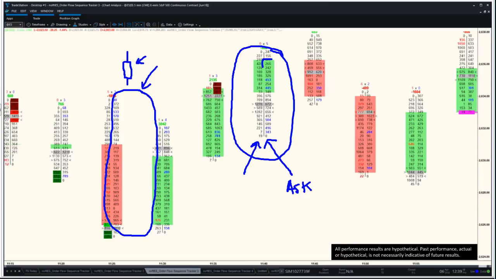If you looked at a time and sales window, you would see that it was scrolling red and green. The red means it was executed on the bid, which is the left-hand side. If it's executed on the offer, it's going to be on the right-hand side. So that's where those numbers are coming from.